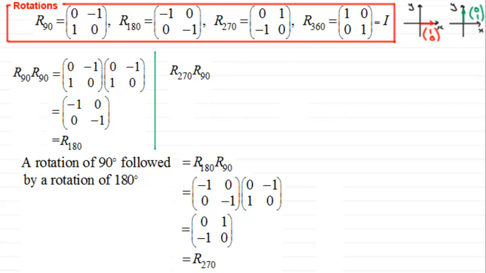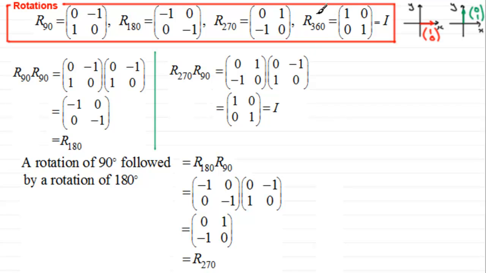Well, again, with this one, we'd have our two matrices, and when we multiply them out, what we get is 1, 0, 0, 1. And 1, 0, 0, 1 is a rotation of 360 degrees. It keeps us in exactly the same place as we started. In other words, it's called the identity matrix, I.